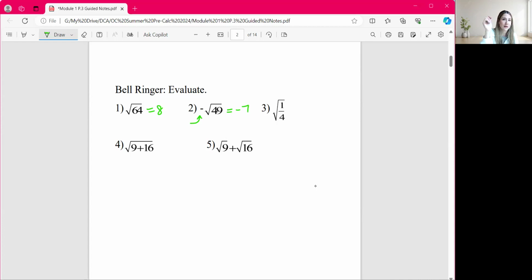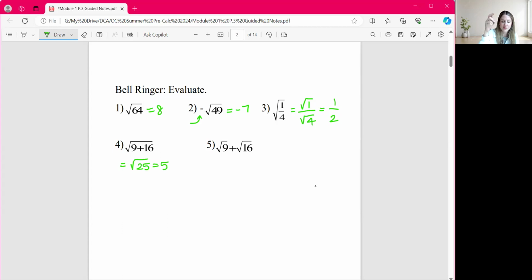Number 3, square root of 1/4. We know that there's a quotient property. If I have the square root of a fraction, it's also equal to the square root of the numerator over the square root of the denominator. And now I know, square root of 1 is 1, square root of 4 is 2. Number 4, we have square root of 9 plus 16. We can add the inside here. So we're going to get square root of 25, which I know the square root of 25 is 5.